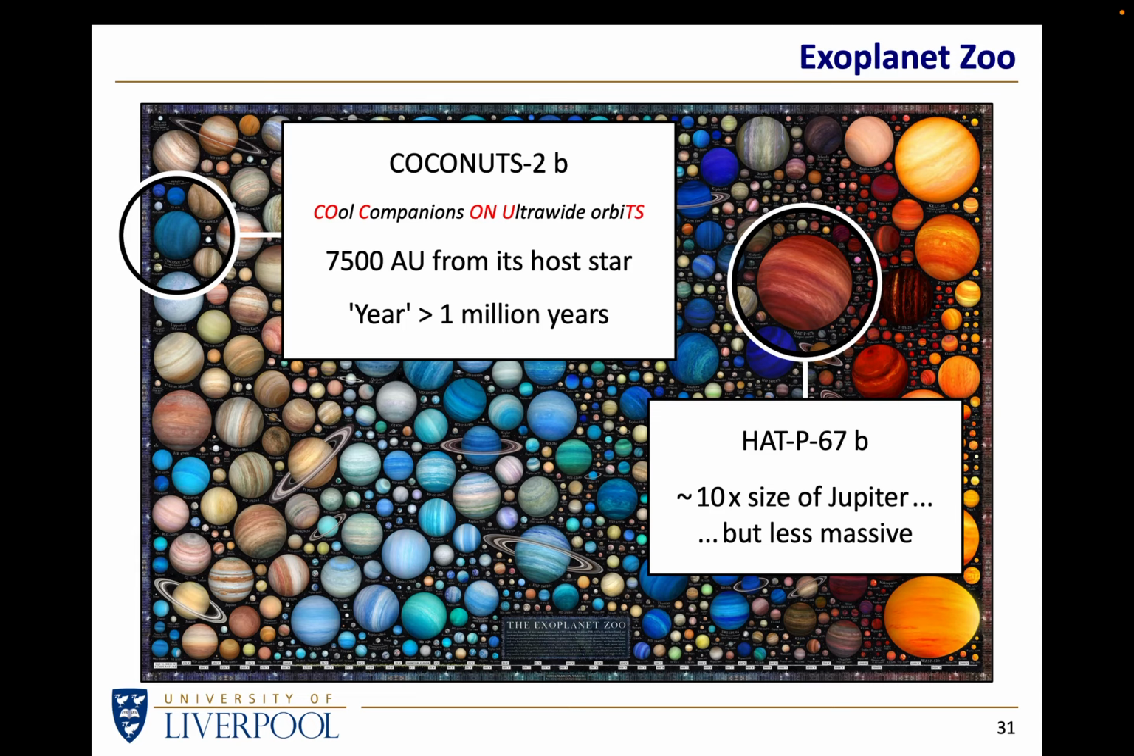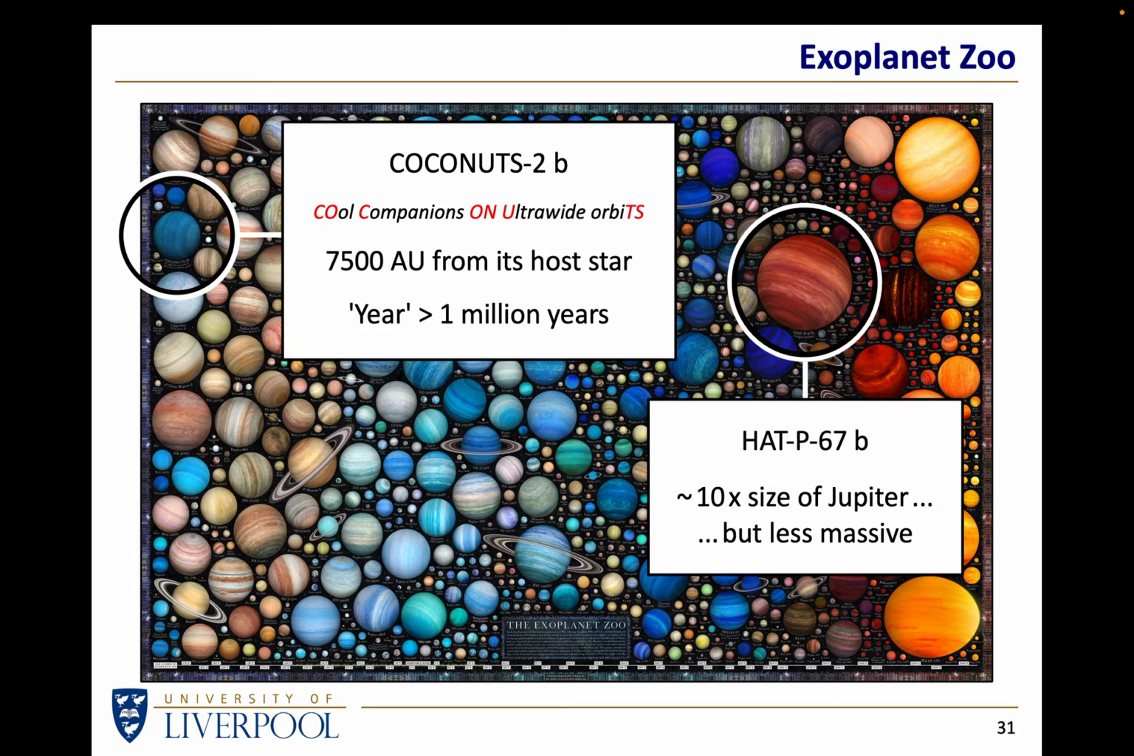That means objects that are an awful long way from their star. Ultra-wide orbits just literally means their orbits are huge and the planet spends most of its time a huge distance away from its star. The distance from the Earth to the Sun is 1 astronomical unit. This object is something like 7,500 astronomical units from its host star. So it's more distant from its star by a factor of 7,500 compared to how we are from our Sun. We take 1 year to go around our Sun. It takes, estimated, maybe 1 million years to go round its star once.